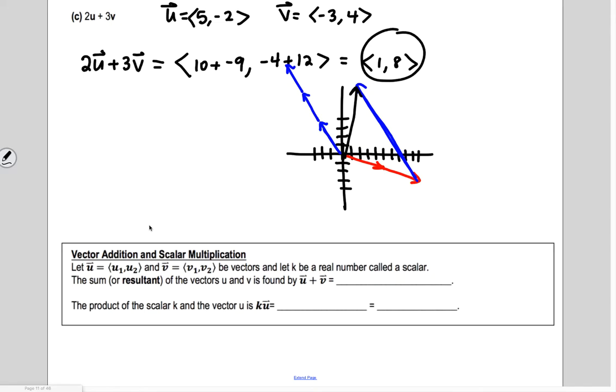Okay, so vector addition and scalar multiplication. So it's really not terribly difficult. Addition, we just add the components, add the x components, add the y components. Multiplication, we just scale both components, meaning we multiply by like 3 or 2 or whatever. So if we have u plus v, it ends up being u1 plus v1, comma u2 plus v2. And then the product of k times u is going to be k times u1, comma u2, which ends up being k u1 and then k u2.